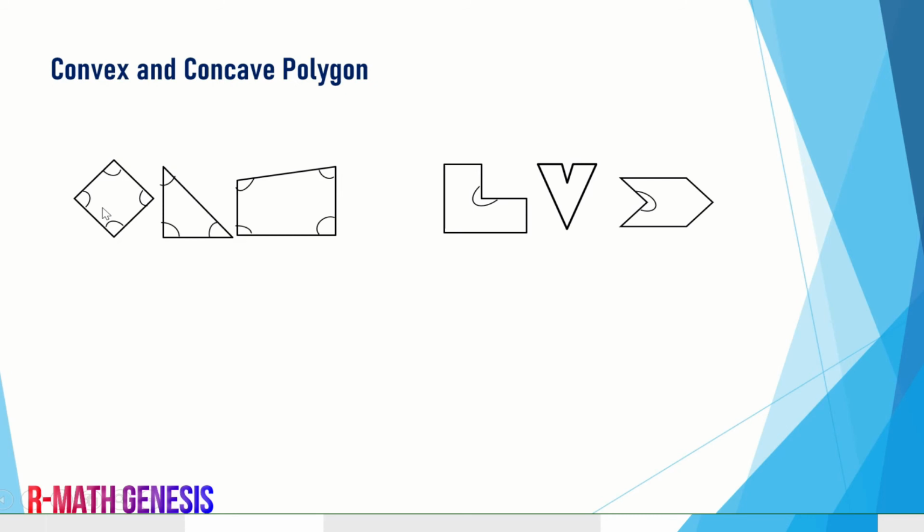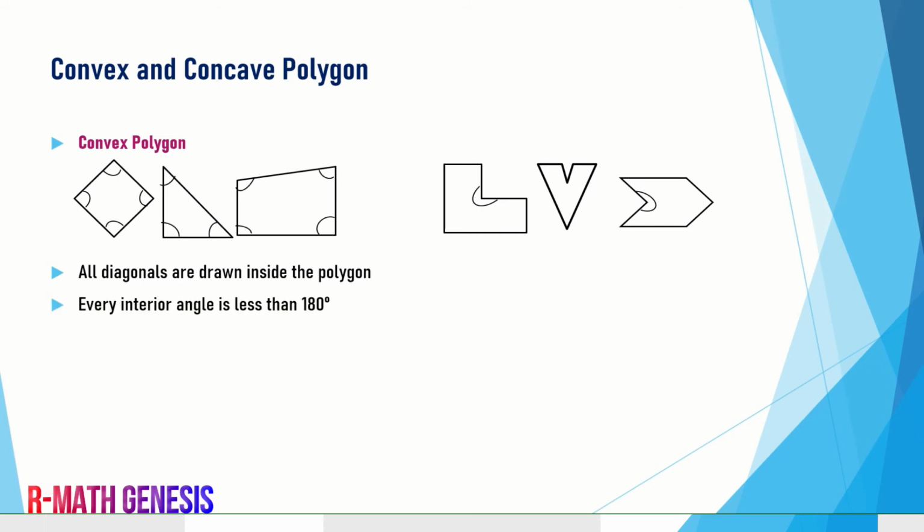And what about the diagonals? In the diagonals we will be drawing only inside. For the first figure you can draw the diagonal only here. In a triangle anyhow we can't draw a diagonal. And what about this quadrilateral? Yes, we will be drawing a diagonal which is also inside. So the conditions for a convex polygon are that all diagonals are drawn inside the polygon and every interior angle is less than 180 degrees.